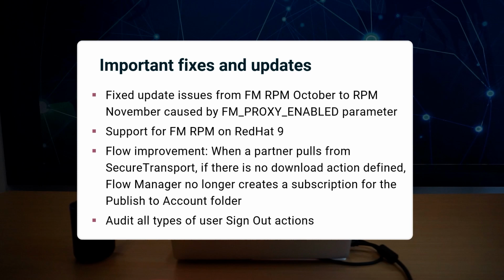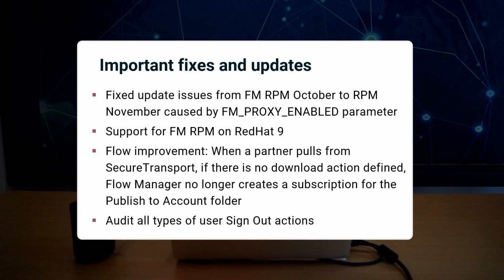Let's quickly go through the most important fixes and updates in this release. We fixed an issue with parameter FM proxy enabled, which was causing update issues from FM RPM October to November. We now support FM RPM on Red Hat 9.